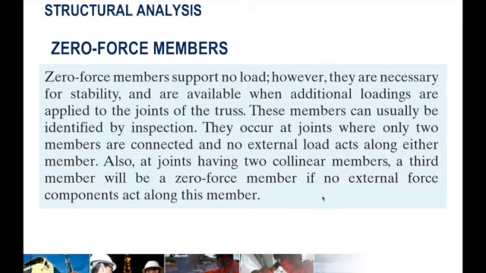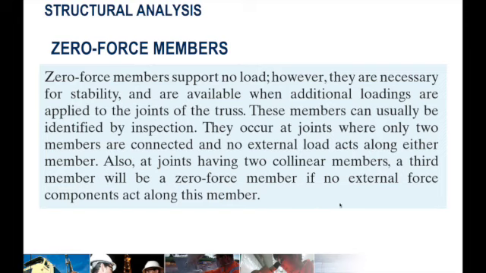These members can be identified by inspection. So we will be examining trusses, and we will be doing a free body diagram, and we'll be determining the rules for how to identify these zero force members. They occur at joints where only two members are connected and no external load acts along either member. And it also occurs at joints having two collinear members. A third member will be a zero force member.